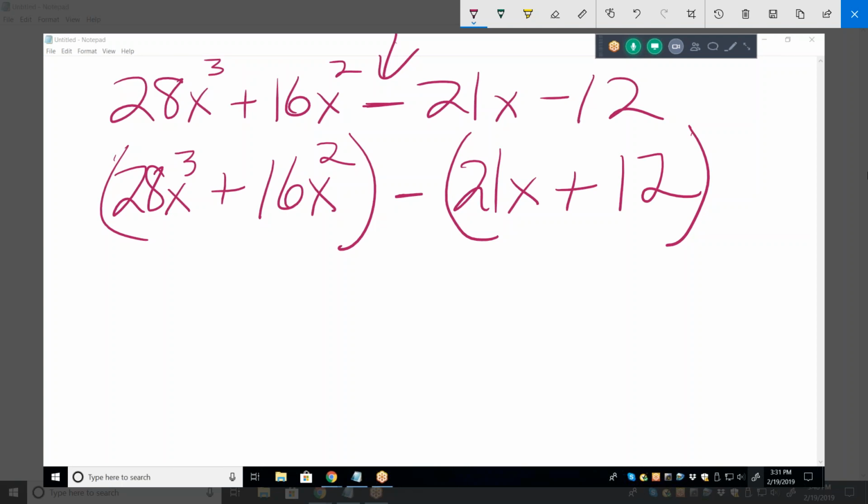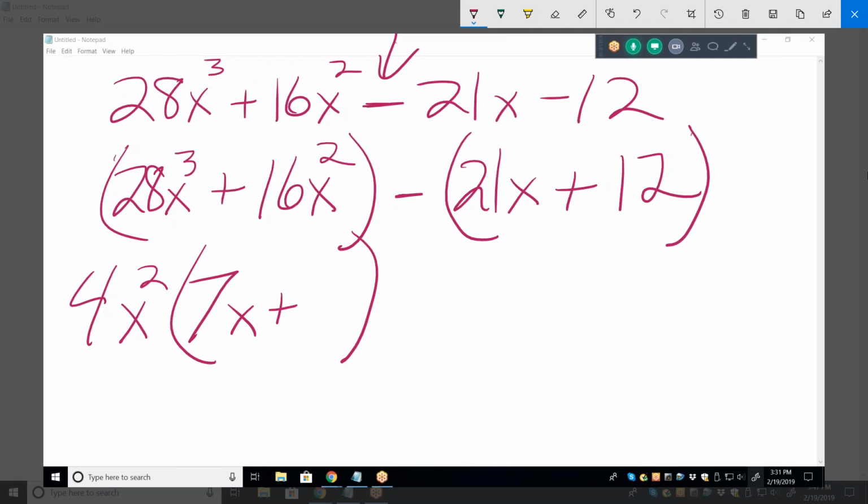Okay. Well, first one would be 8. It doesn't go into 28. Or it would be 2. How about something in between those? 4. Notice that 4 goes into 28 and 4 goes into 16. So, the number. What's the variable that goes with it? x squared, and then it'd be 7x plus 4.